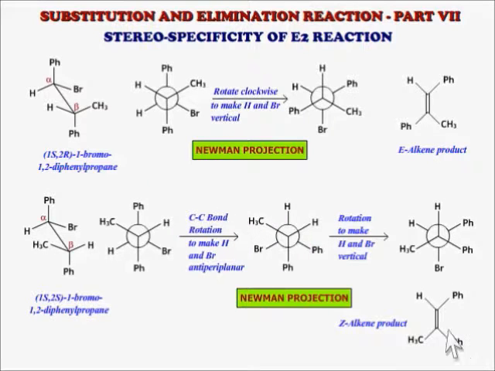The product is a Z-alkene. Here we see that the product is specified by the stereochemistry of the substrate. This is called stereo-specificity.